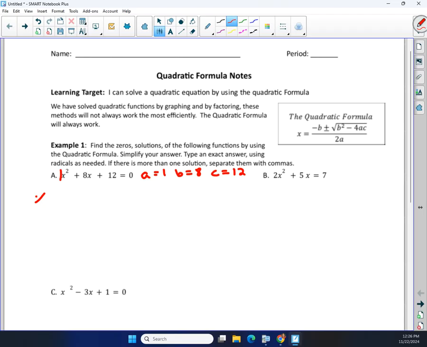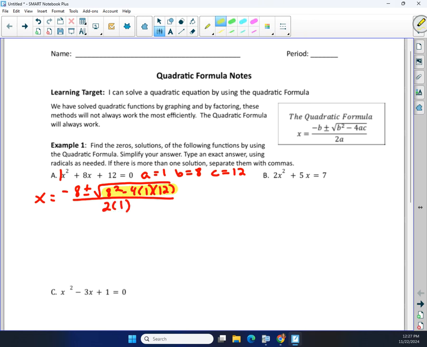Good news is you get to hear me sing. X equals negative b plus or minus square root b squared minus 4ac all over 2a.